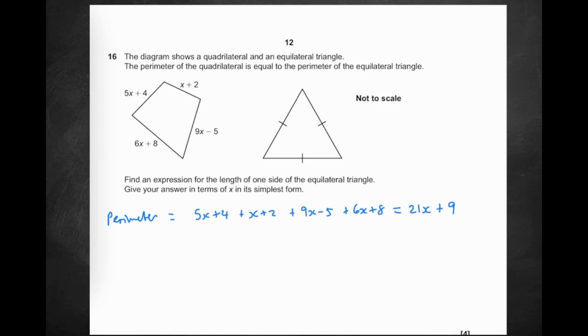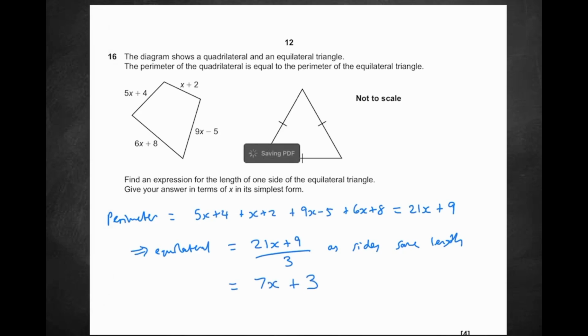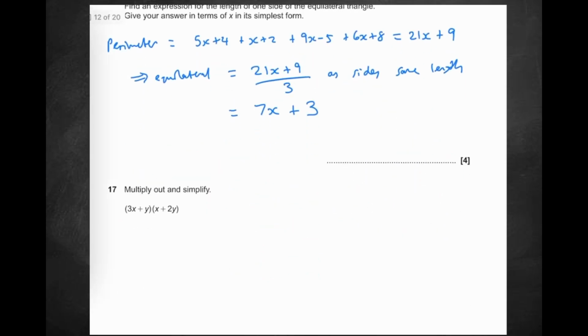Now we know it's an equilateral triangle, so all sides are the same length. So we will say, therefore, equilateral is going to be 21x plus 9 divided by 3 as sides same length, which is going to give us 21 divided by 3 is 7x, 9 divided by 3 is 3, so our answer is 7x plus 3. And we can't write it any simpler than that, as 7 and 3 are both prime.